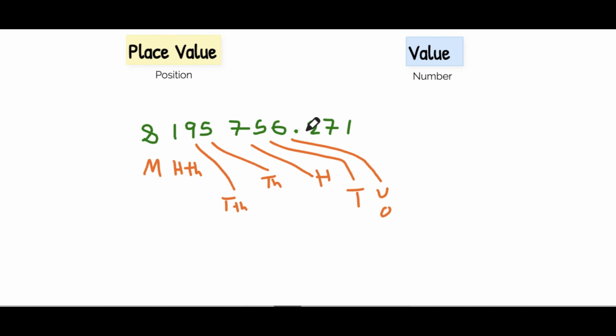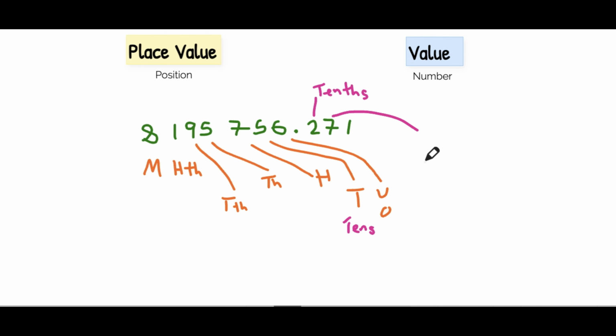Then what do we call these three that are after the decimal point? The first one after the decimal point is called tenths, with an S at the end. Tenths is different to tens. This one is just tens, but this one is called tenths. The first digit after the decimal point is called tenths.